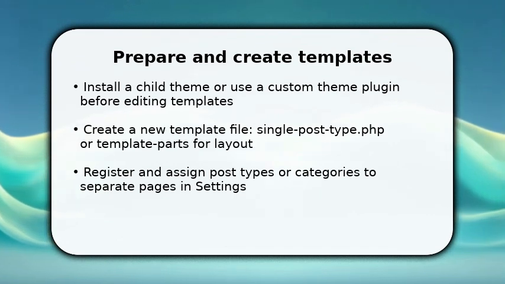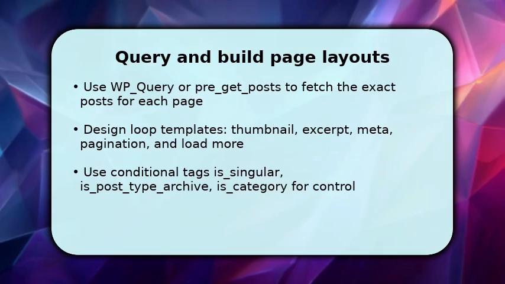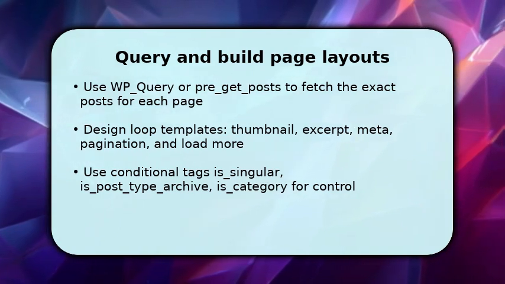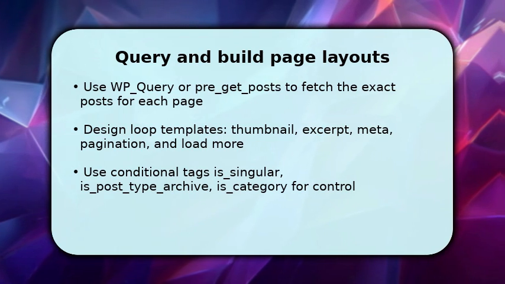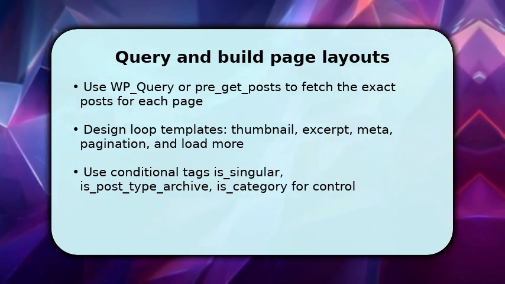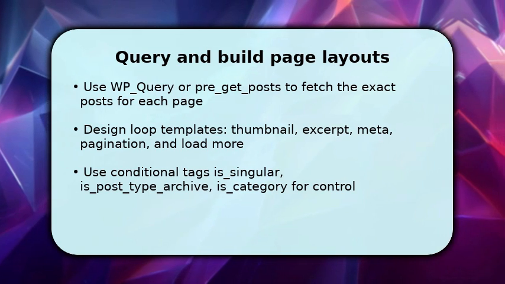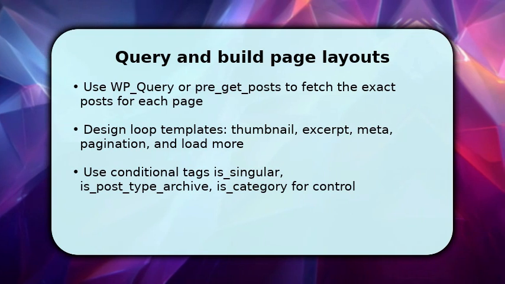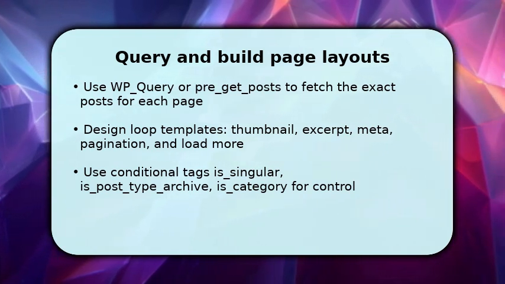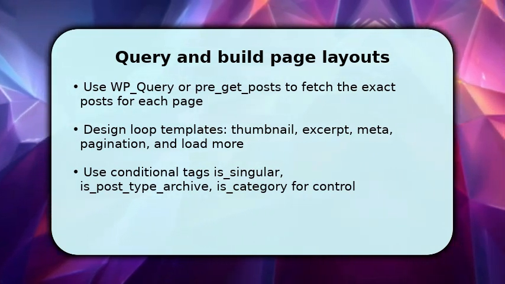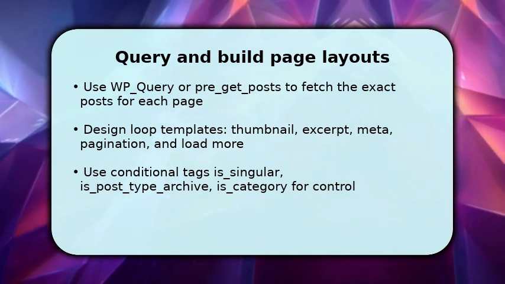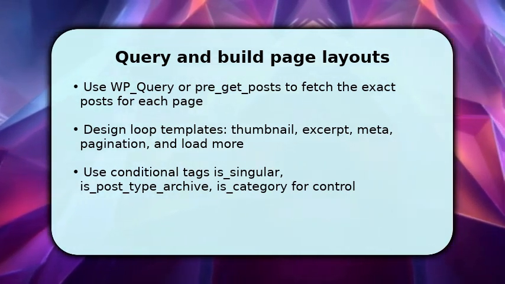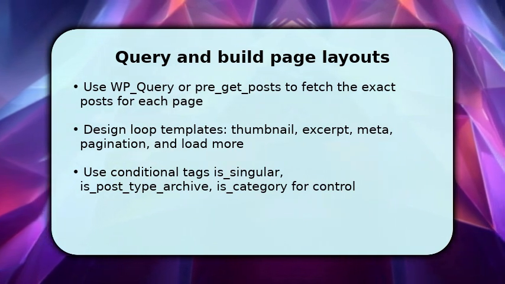You now craft the loop that outputs posts on each page. Use WP_Query for custom queries or get_posts to alter main queries safely. Build a loop template showing thumbnail, excerpt, date, and read more links so layout stays consistent. Then add pagination or an Ajax load more button for long lists. Make sure to use WordPress conditional tags like is_post_type_archive and is_category to keep logic clear. This approach prevents accidental duplication and keeps performance efficient when rendering multiple pages.